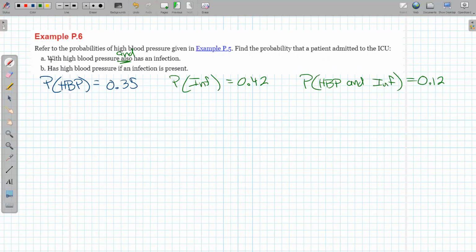So is that right? Am I reading that right? Find the probability that a patient admitted to the ICU with high blood pressure. Oh, no, I'm not reading that right, am I? They're saying we know this patient has high blood pressure, and also has an infection. So that would be the probability that they have an infection, knowing they have high blood pressure.